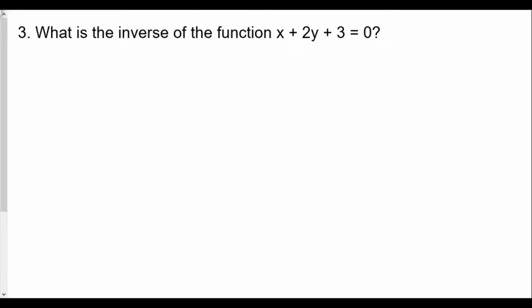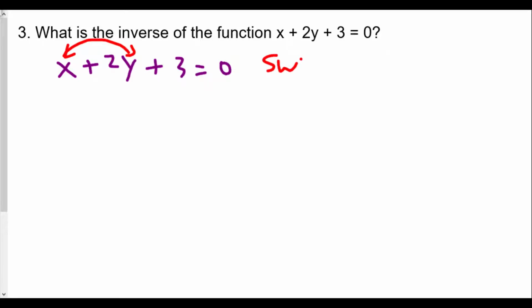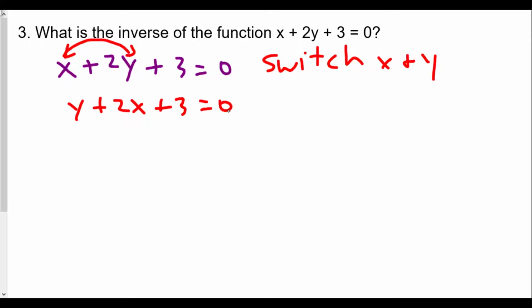So okay, number 3. What is the inverse of x plus 2y plus 3 equals 0? Well, one of the things we talked about in finding the inverse is we're going to first switch our x and y's. So I'll put down switch x and y. We're not switching numbers, just the letters. So we're going to get y plus 2x plus 3 equals 0. Everything else stays the same, we're just switching x and y.